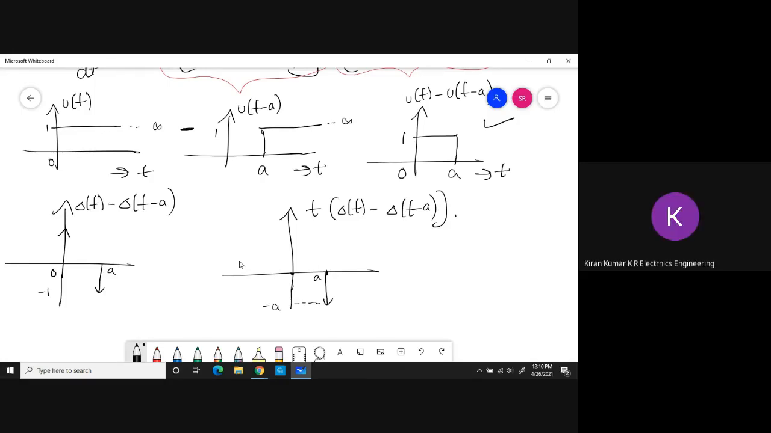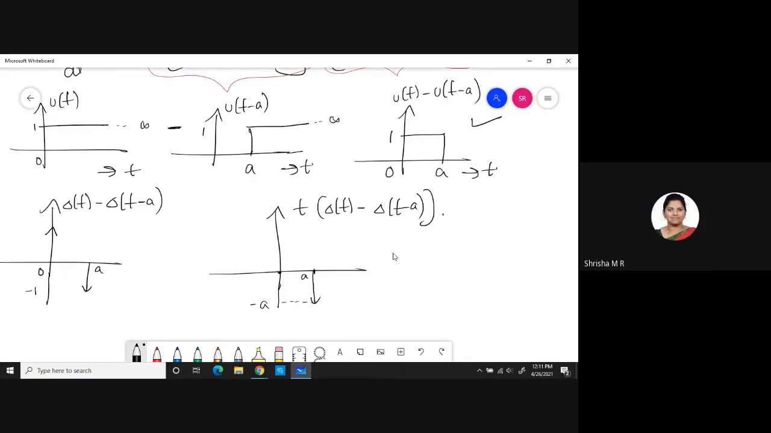Understood? Yes, ma'am. At t is equal to a, the amplitude would be minus a. Just a minute. So at t is equal to a, the amplitude would be minus a. Got it everyone? At t is equal to 0, 0 into delta t is 0. At t is equal to a, the amplitude is minus a. Got it? Yes, ma'am. So now we have to add these two.